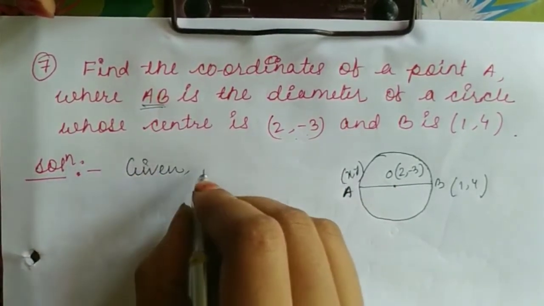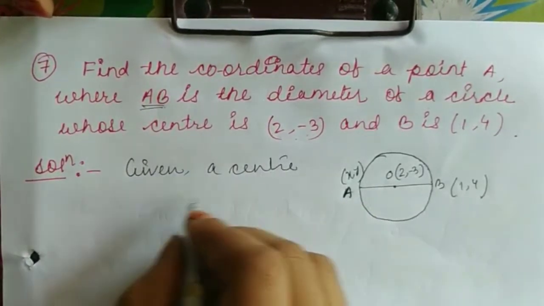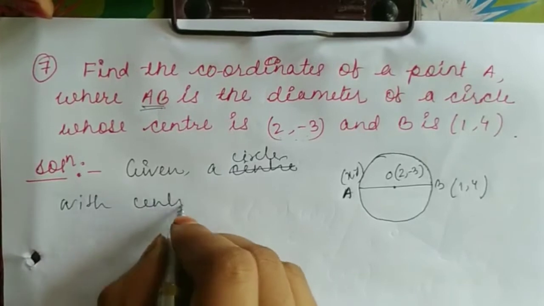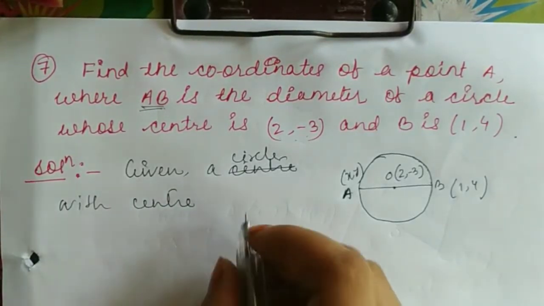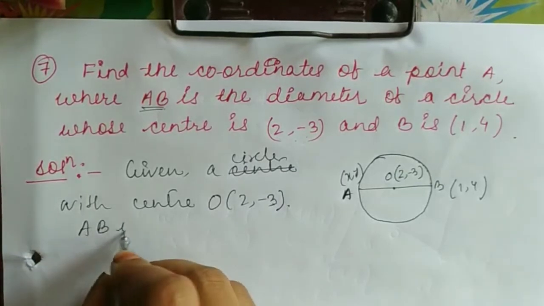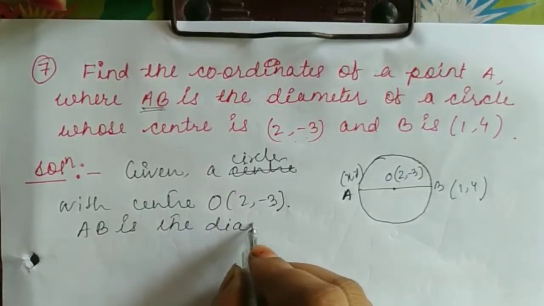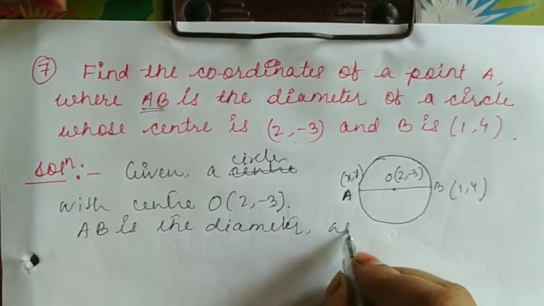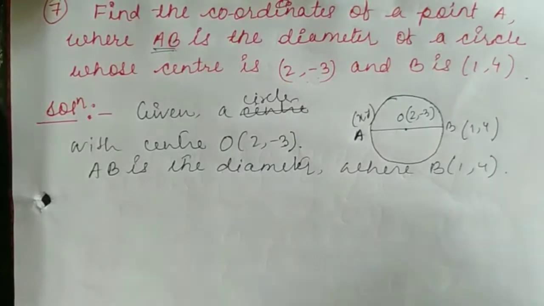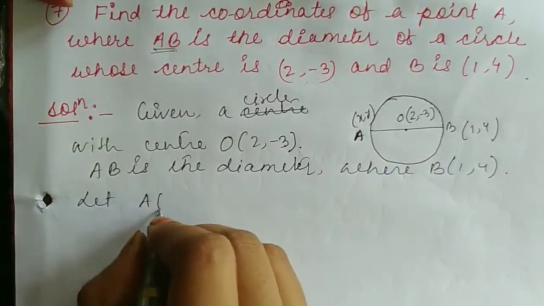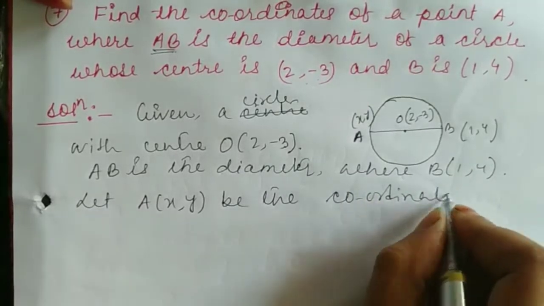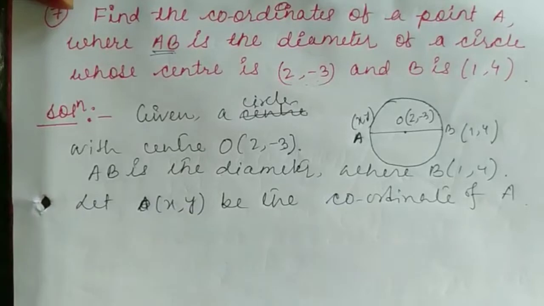Given a circle with center O 2, -3, AB is the diameter, where B is 1, 4. Let A x, y be the coordinate of A.